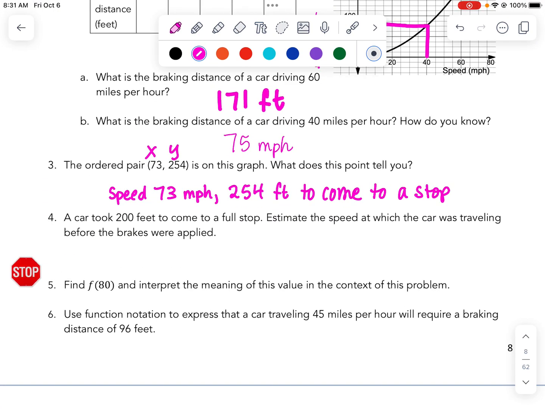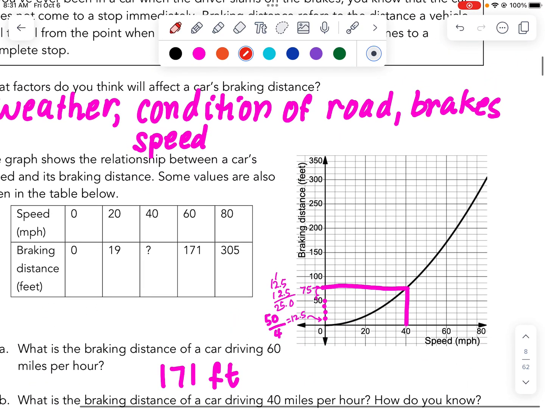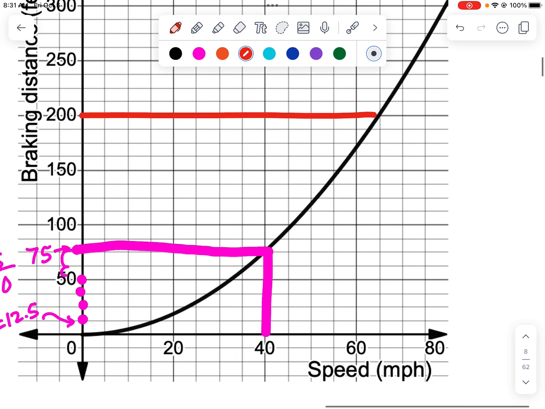A car took 200 feet to come to a full stop. Can you estimate the speed at which the car was traveling before the brakes are applied? So now we have the distance, which is the Y value. It's not in the table, but we can look at the graph. We can find 200, go over and down. And let's see what this is going up by. So it's 1, 2, 3, 4, 20 divided by 4 is 5. So it looks like each of these are 5.